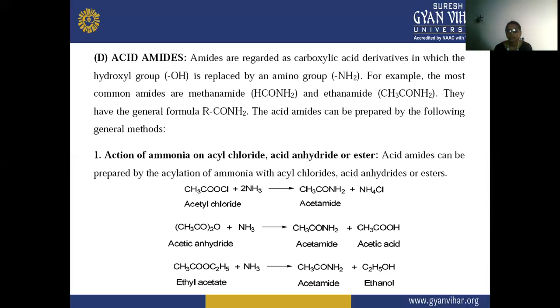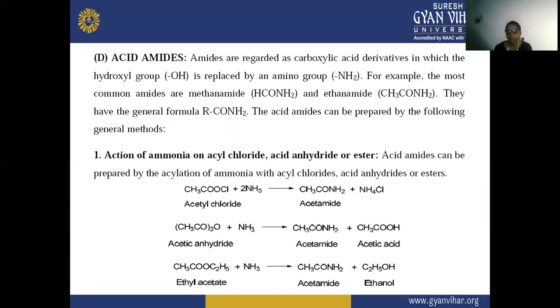So here, if ammonia is showing its action on acyl chloride, that is acid chloride, or acid anhydride, or the esters, these are also derivatives of the carboxylic acid, then acid amides are formed. So acid amides can be prepared by the acylation of ammonia with acyl chloride, acid anhydride, or esters. This is a method of preparation of acid amide.